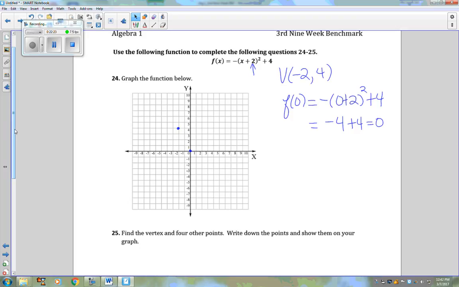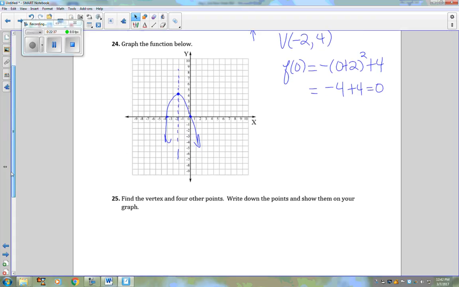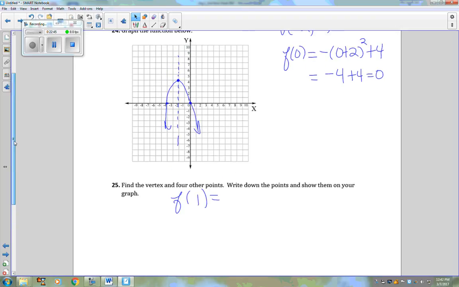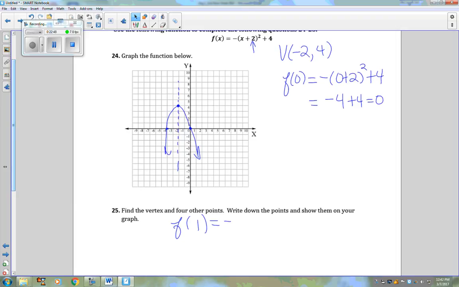Using symmetry, I'm going to get another point. So from negative 2, this is your axis of symmetry. This point was 2 to the right, so I'm going to go 2 to the left. That's enough for me to graph my parabola, which is a quadratic. And it says to find 4 other points. So I'm just going to pick some numbers. I'm going to put a 1 in for x. And I have negative 1 plus 2 squared plus 4. 1 plus 2 is 3. 3 squared is 9. Negative 9 plus 4 is negative 5. So I found the ordered pair 1, negative 5.